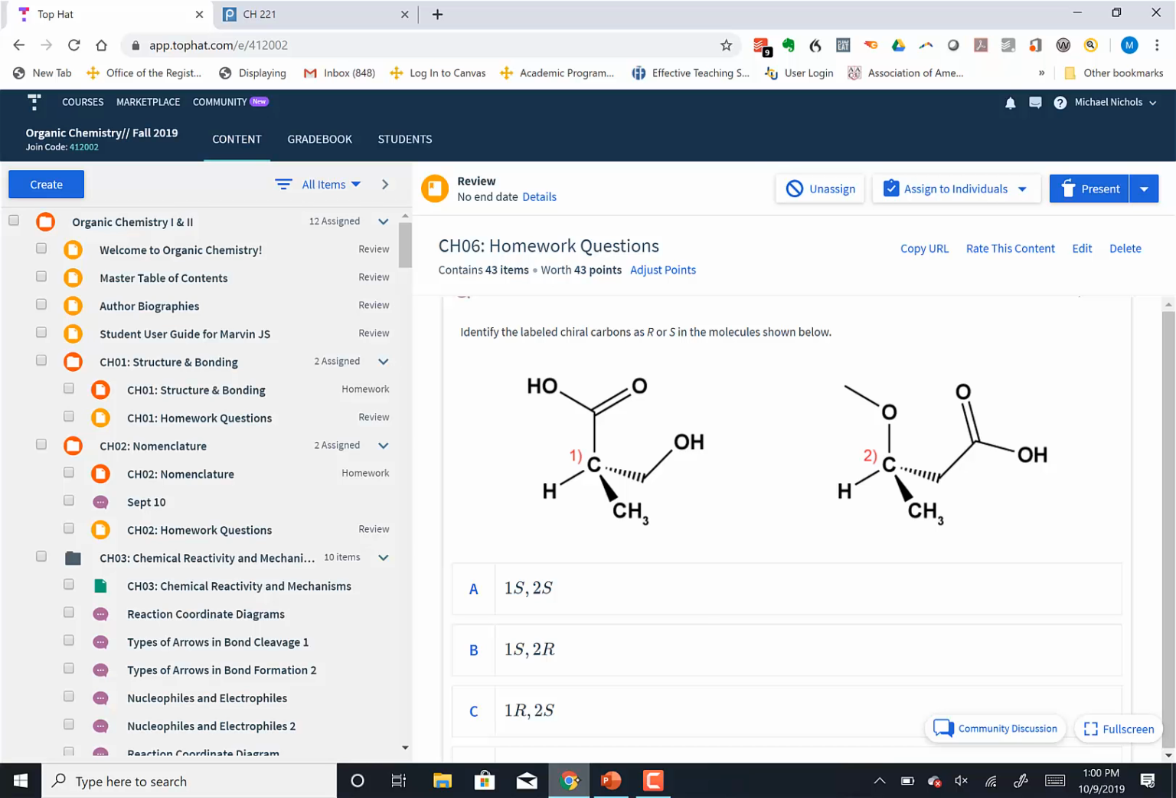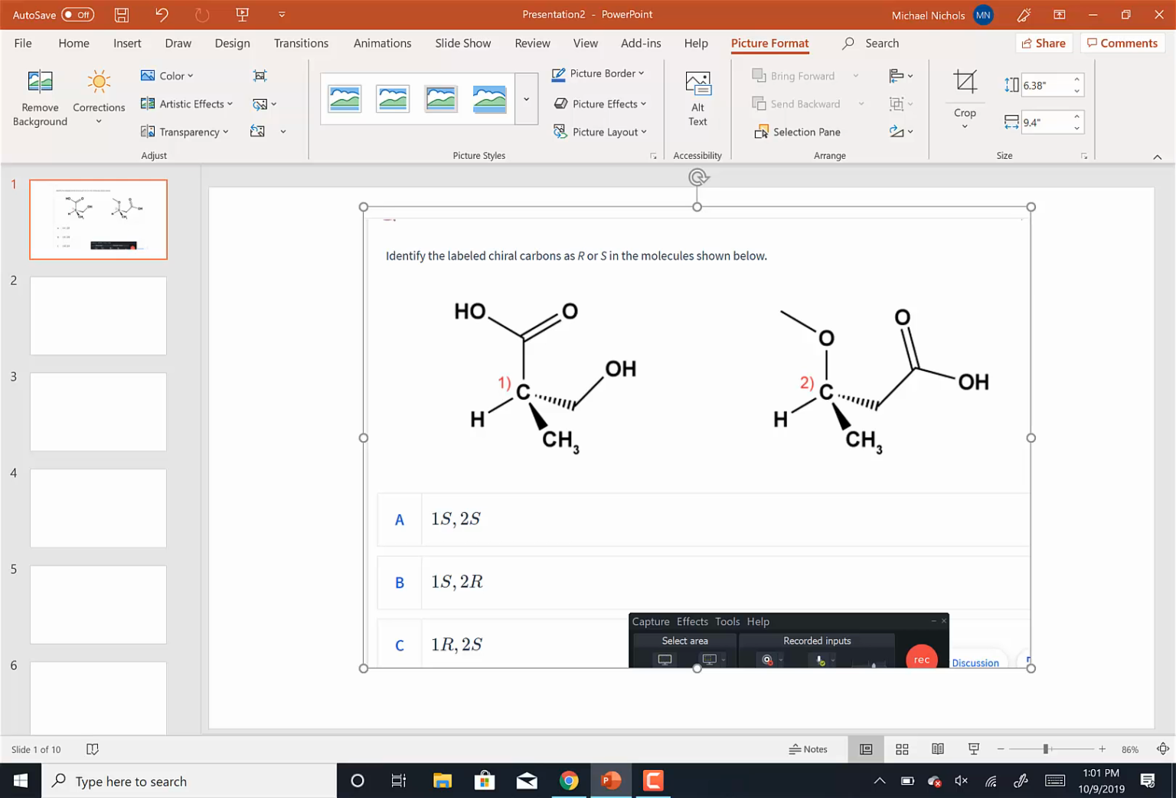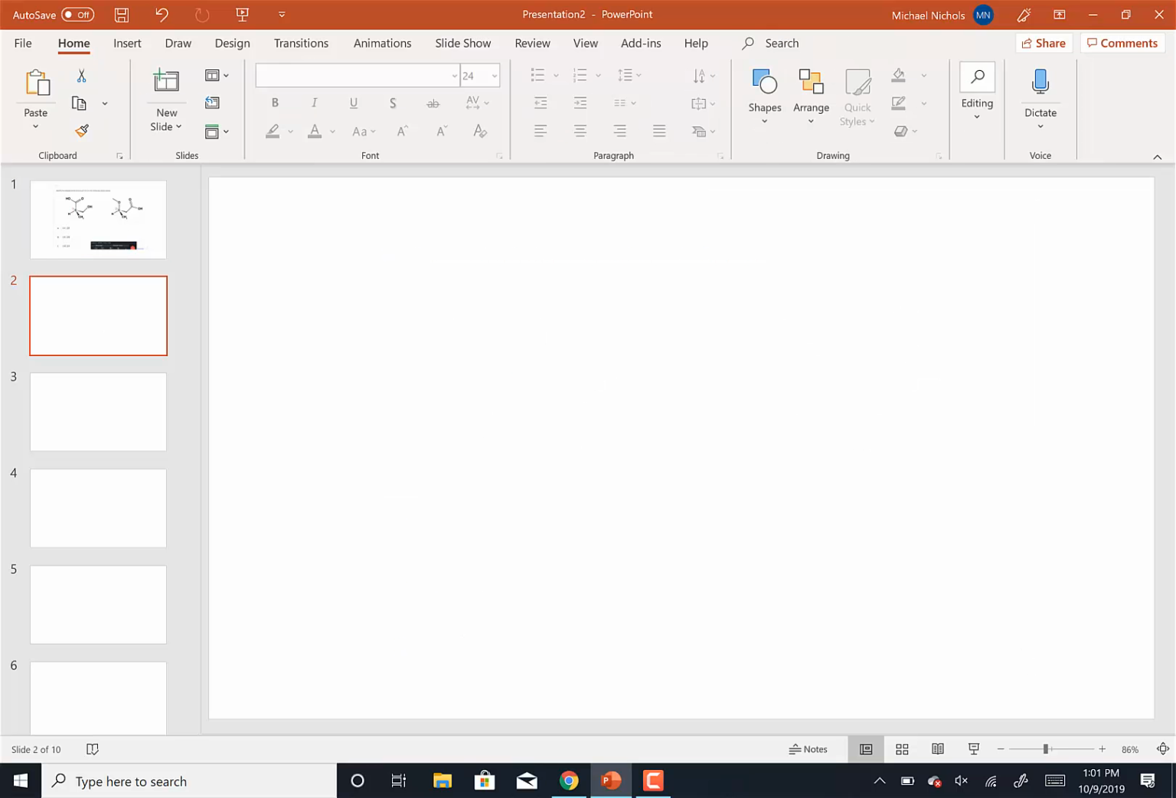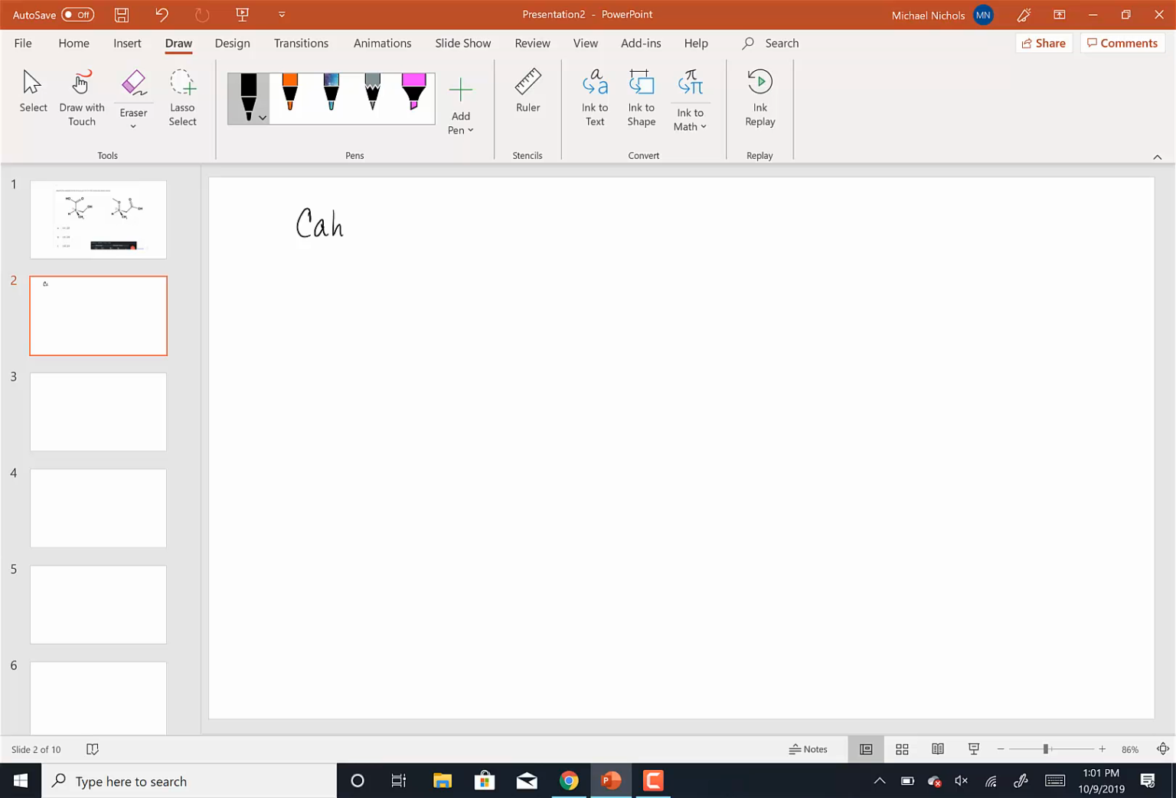But the goal, where this all fits in, is that first of all we need to be able to use the Cahn-Ingold-Prelog sequence rules. Those are left over from determining E and Z, and are also used for R and S. In terms of the sequence rules, they're used for both of these cases. They're used to judge priorities of groups.